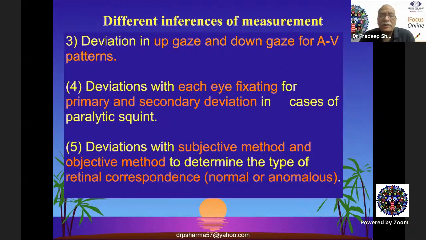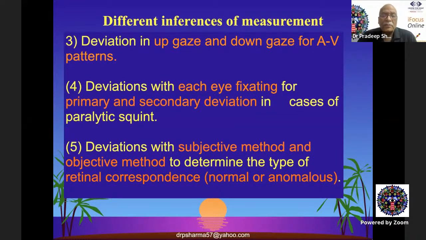The third component that you have to keep in mind is looking up gaze and down gaze. Up gaze 25 degrees, down gaze 35 degrees for looking for associated A and B patterns, which are also known as vertically concomitant, horizontally concomitant squints.